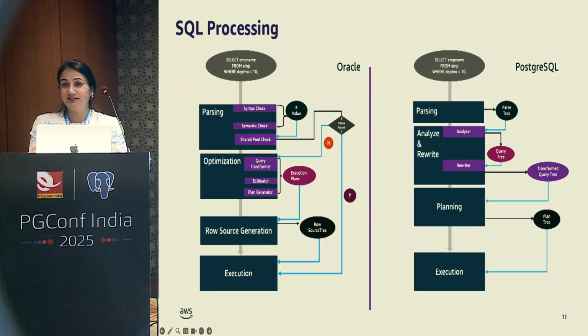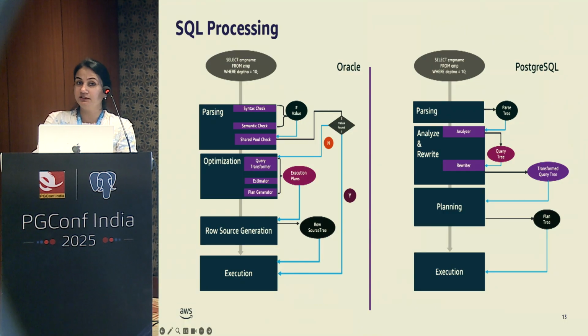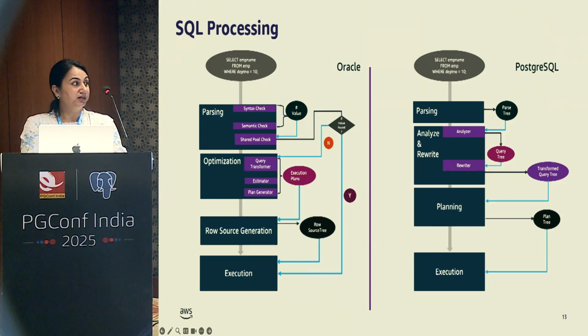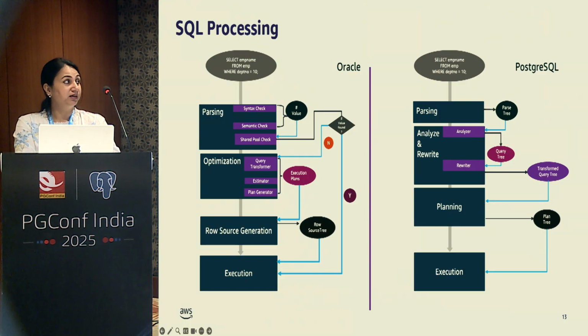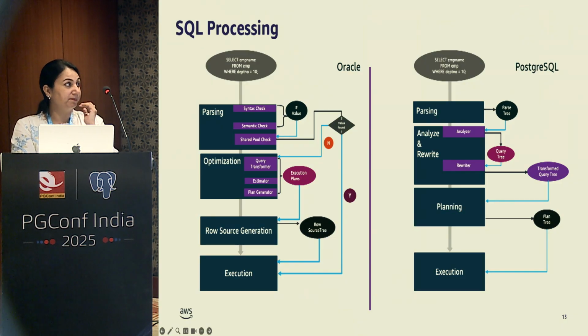So the syntactic check is done, and then the hash value is created. It goes to the shared pool part of the memory to check if it is already there. And why would it already be there? In case you have already executed the same query earlier, it would have the same hash value. You have to be conscious of the fact that here the case itself matters. So you might have run select star from EMP in lowercase earlier, but now you're running it in uppercase. The hash value would be different.